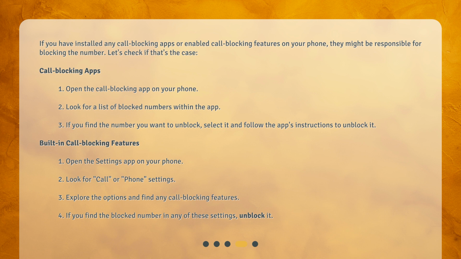Built-in call blocking features. 1. Open the Settings app on your phone. 2. Look for Call or Phone settings. 3. Explore the options and find any call blocking features. 4. If you find the blocked number in any of these settings, unblock it.